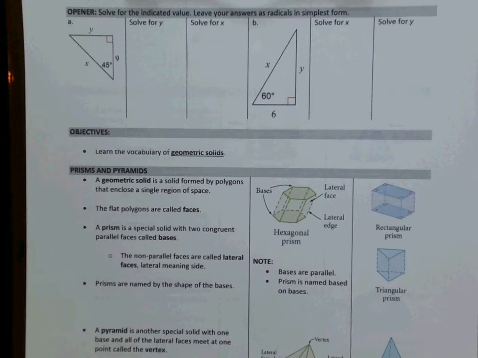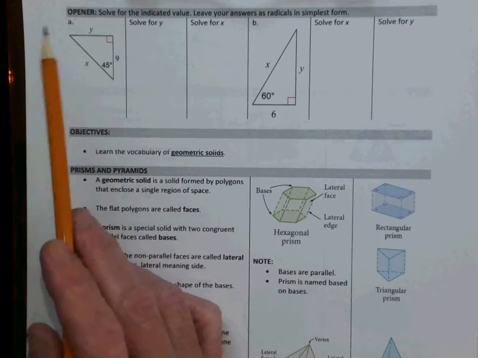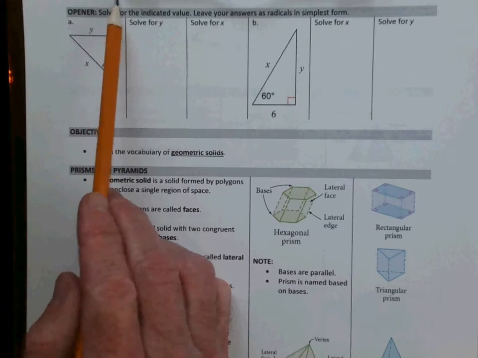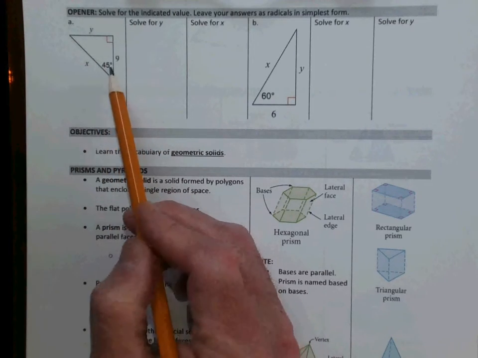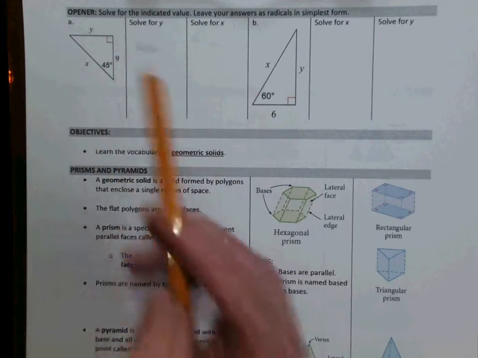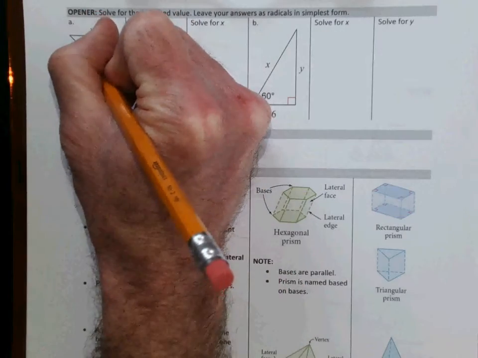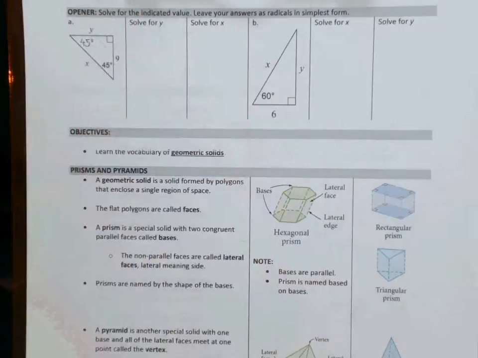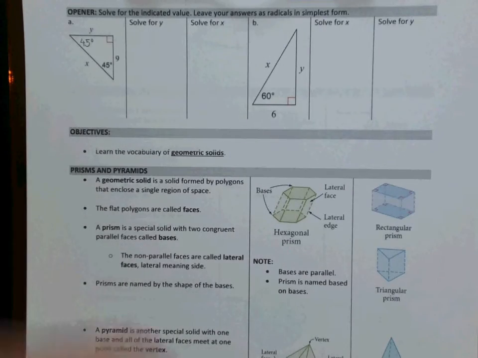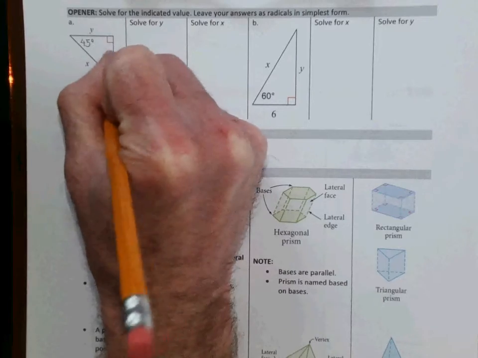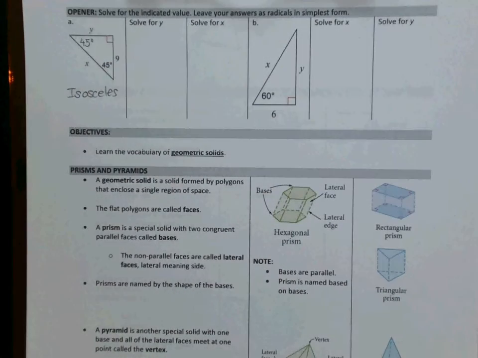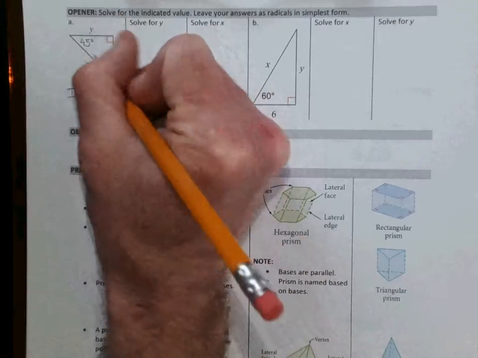Spring break. This video is going to go over the opener on the 11-1 notes packet. So the first problem gives you a 45, 45, 90 triangle. Based on the triangle sum theorem, you can show that that angle is 45 as well, which indicates it is an isosceles triangle. And just remember, in an isosceles triangle, the sides opposite the 45 degrees are congruent.